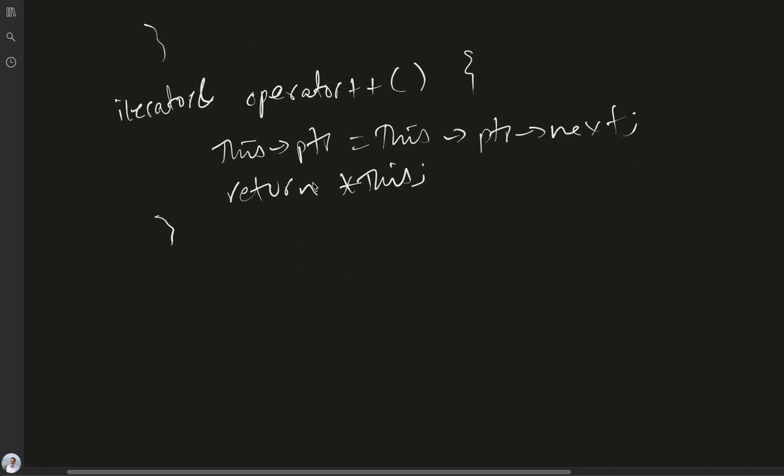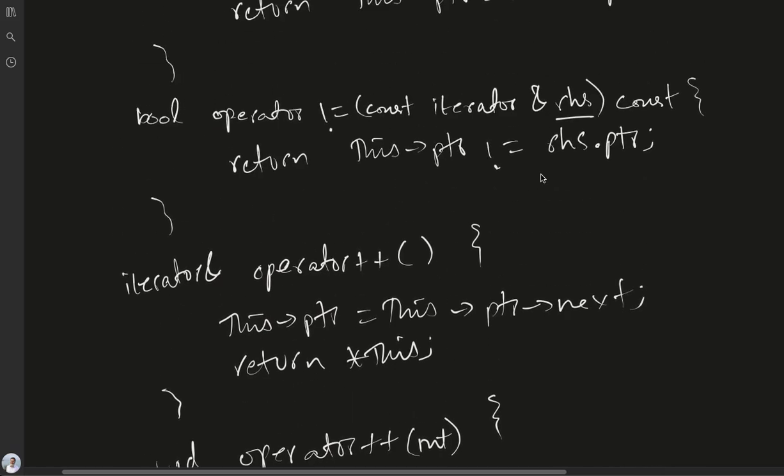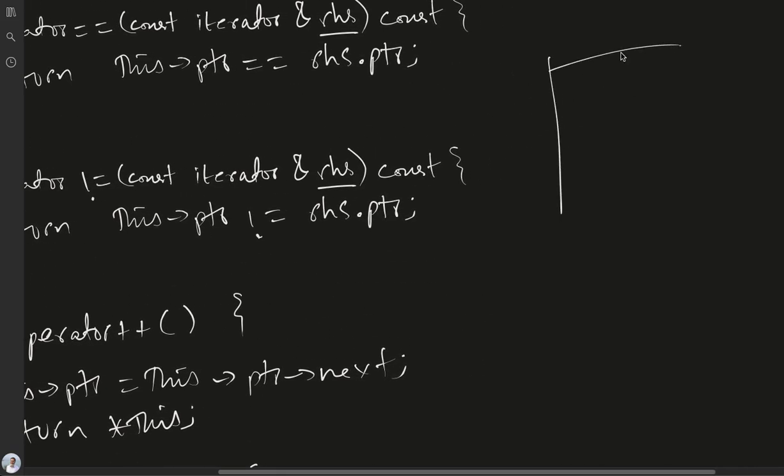For the post increment operator, it would also be operator plus plus, but syntactically, whatever the data type of the class is, the post increment operator contains int as a parameter, and it should not return by reference. So what does the post increment operator do? If we have something like it is equal to it2 plus plus, the value of it2 would be copied to it, and then afterwards it2 would move to the next node.